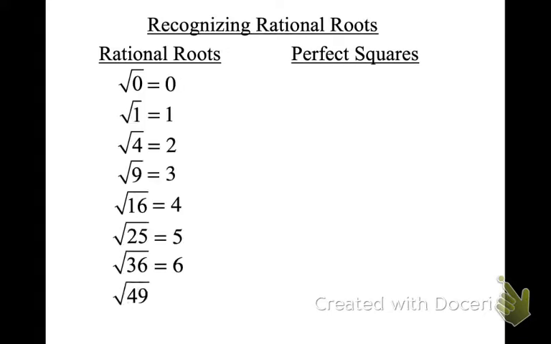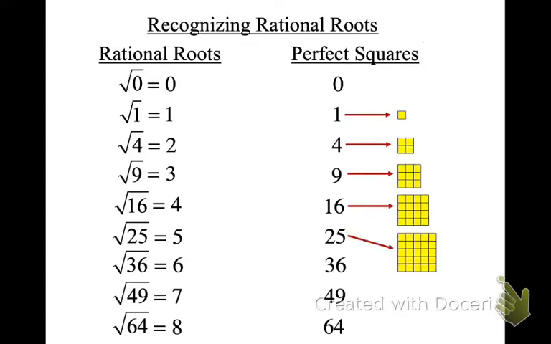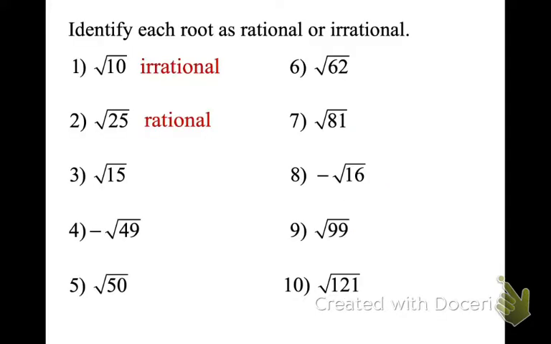As I said before, they're just basically our perfect squares. If you see a perfect square under the radical, it is a rational root. All right, so our next part that we are doing is we are looking at whether a number is rational or irrational.